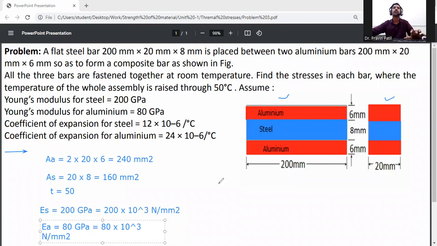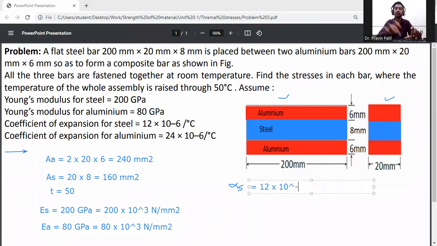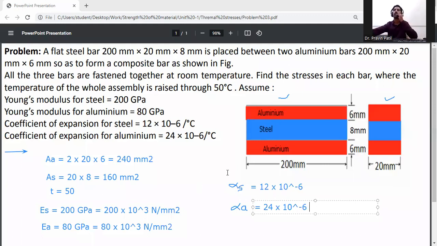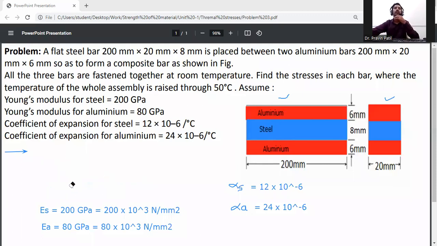Next is the coefficient of thermal expansion for steel, alpha s, which is equal to 12 into 10 raised to the power minus 6. Then the coefficient of thermal expansion of aluminum, denoted by alpha a, is equal to 24 into 10 raised to the power minus 6. So this data is given for calculating the stresses in the steel and aluminum bars.